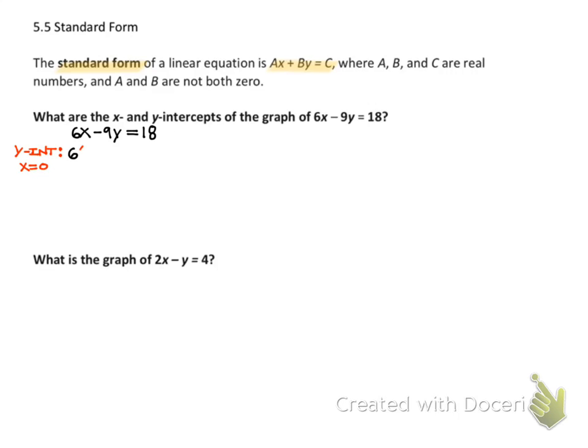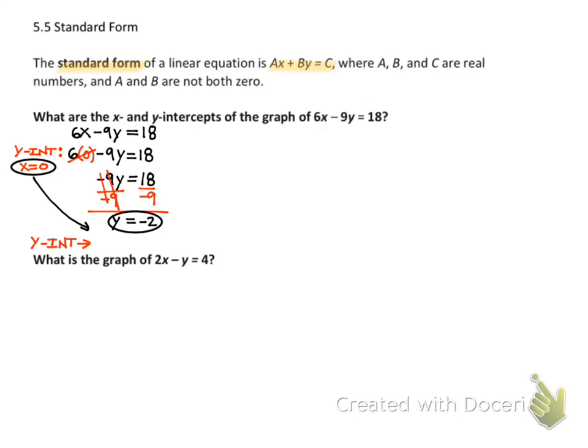And again, that's where x is going to be equal to 0. So we plug in 0 for x, and we get 6 times 0 minus 9y equals 18. And we know that when we multiply by 0, it basically goes away. So we then have negative 9y is equal to 18. Divide both sides by negative 9, and we get y is equal to negative 2. So the y-intercept is when x equals 0, so we have the coordinate x is 0, y is negative 2.